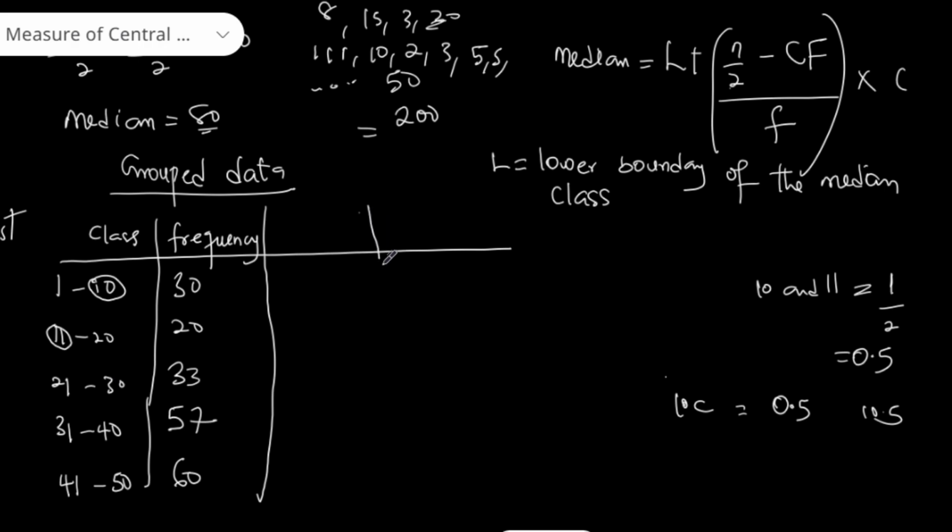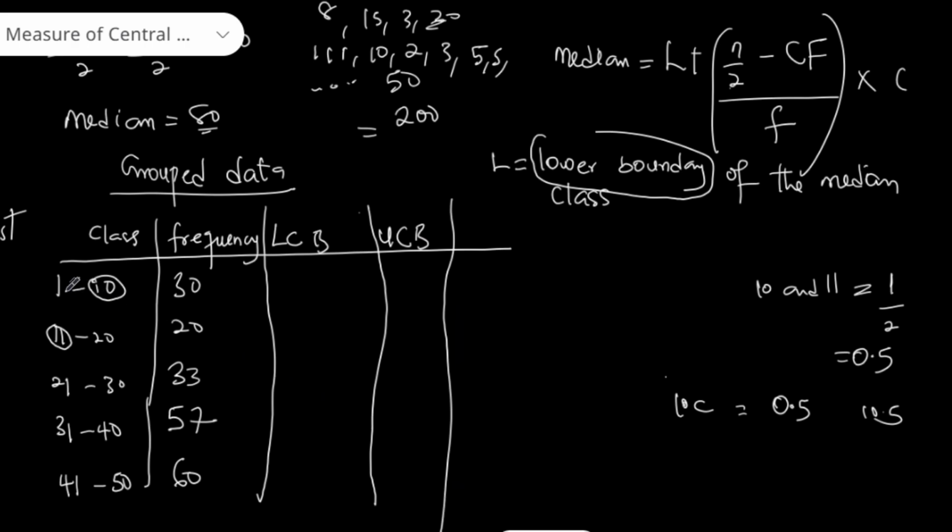So if we are going to find class boundary now, since what we need is the lower class boundary, let's look for the lower class boundary. We can look for the upper class boundary too, right? So the lower class boundary here, take away 0.5 from 1, this will be 0.5. The upper class boundary will be 10.5. Add 0.5 to the upper class, 10, that will be 10.5. Take away 0.5 from the lower class 11, that will be 10.5. Add 0.5 to the upper class 20, that will be 20.5.